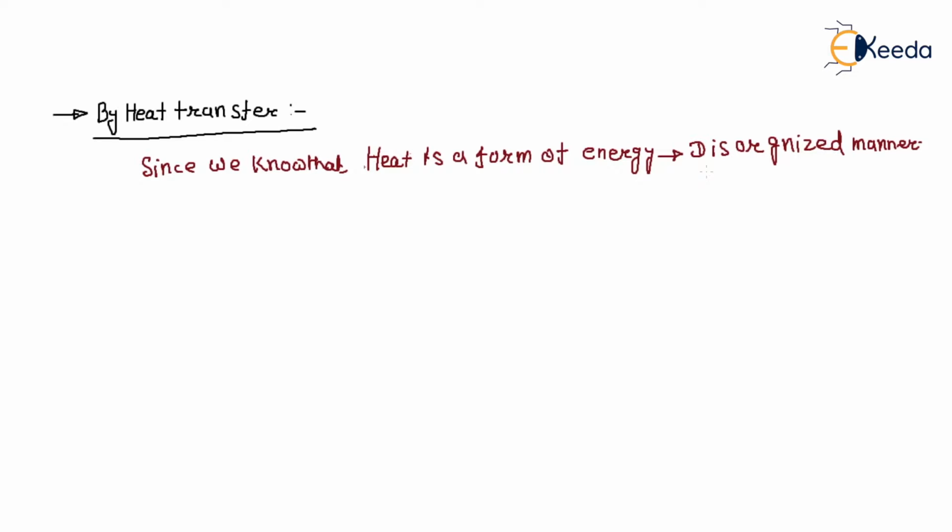So if we supply heat to the system, along with the heat, entropy will enter the system, and for that the entropy of the system will increase. When you take heat from the system to the surroundings, you are taking away a disorganized situation of the system. So the disorganization of the system will reduce, so entropy will reduce. Why? Because heat is a form of energy in a very disorganized manner.